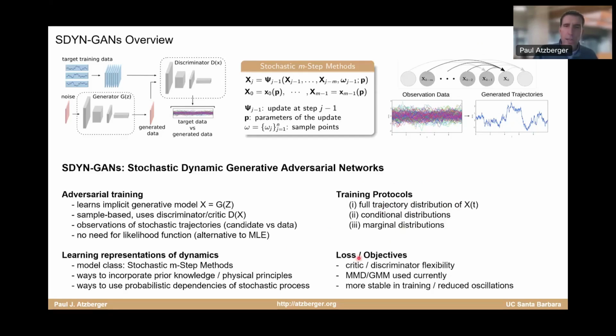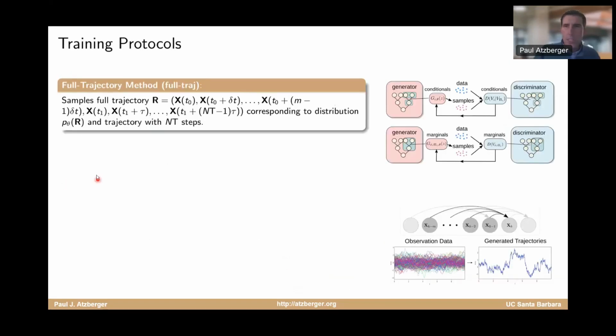The overall objective is to develop appropriate discriminators and critics for this sort of dynamic scenario. Currently, we're developing methods within the context of generalized moment methods or maximum mean discrepancy. In practice we found this leads to some nice results in avoiding those oscillations I showed you in the standard GAN formulation. I'll say a little bit about those three training protocols briefly, because they'll come back when I develop some of the algorithms.